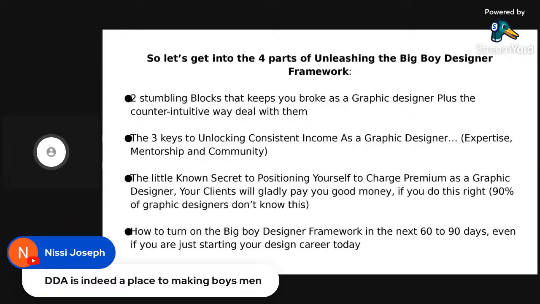Now, the stumbling blocks, these are the things that we would get into. So let's get into the fourth part of unleashing the Big Boy Designers framework. One, the two stumbling blocks that have kept you broke as a graphic designer, plus the counterintuitive way to deal with it. Two, the three keys of unlocking consistent income as a graphic designer: expertise, mentorship, community. Number three, the real known secrets to positioning yourself to charge premium as a graphic designer. Your clients will gladly pay you good money if you do this right. 90% of designers don't know this. And how to turn on the Big Boy Designer framework within the next 60 to 90 days, even if you are just starting with it right now.